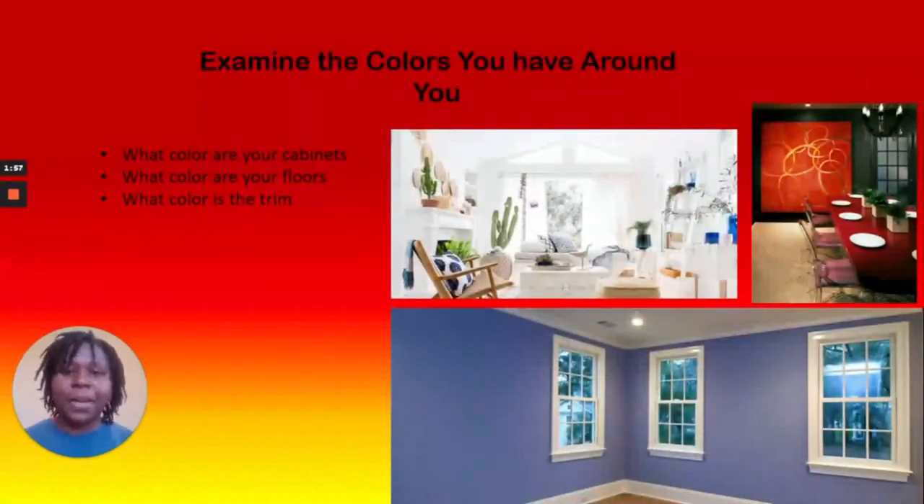The next thing you're going to want to do is examine the colors around you. This could mean looking at cabinets and floors. The reason you're going to want to do this is because cabinets and floors usually have, or sometimes have, warm or cool undertones. And you might want to work around those undertones, or you might want to change the cabinets and floors completely to fit what you want.